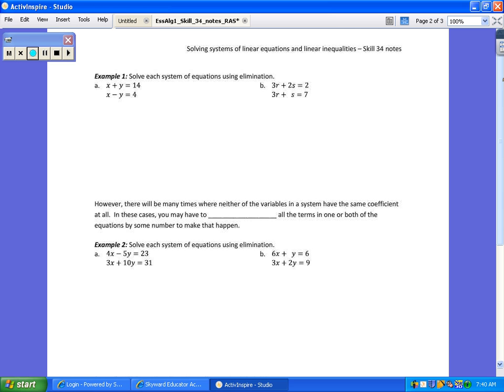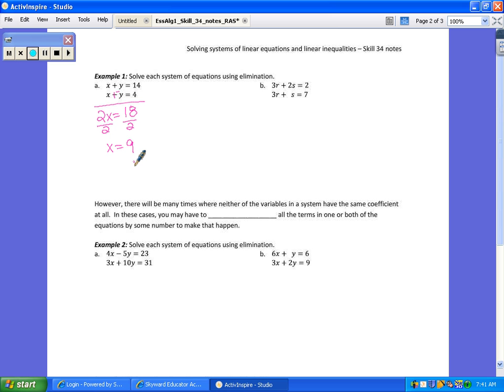So under example 1a, if we look at those, can we add straight down and will one of the variables be eliminated? And the answer is yes. So I'm going to change that minus y to plus a negative again. So we get 2x equals 18. And I'm going to go ahead and solve for x by dividing by 2. So x equals 9.